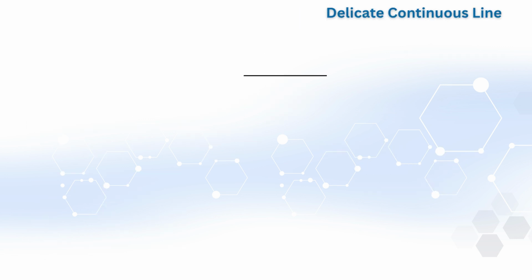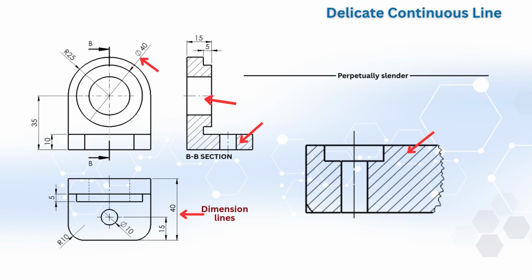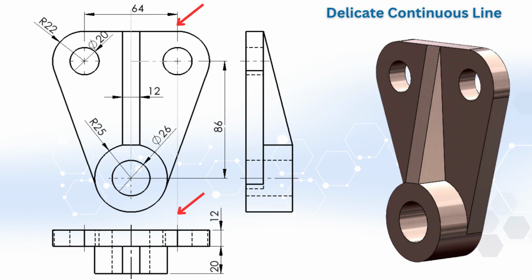Thin continuous line. This line is generally used for dimensioning, extension, projection, and auxiliary lines. It is also commonly used for hatching in section views. For example, when indicating the dimensions of a part, the dimension lines and extension lines are drawn using this type of thin line. Although these lines are not as prominent as the main outlines, they are extremely important for conveying technical information accurately in the drawing.